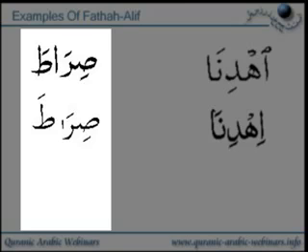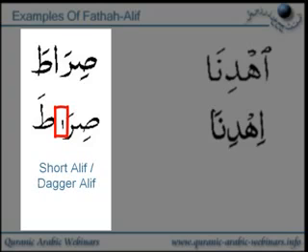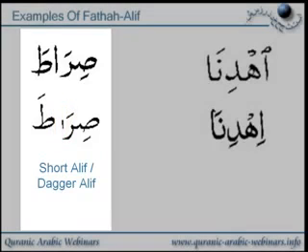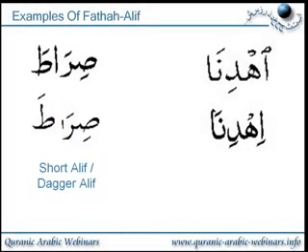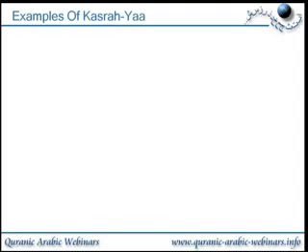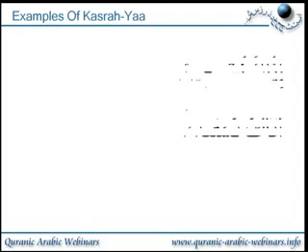So the ra fathah is followed by the short alif or dagger alif. Okay, so that's what it's called, short alif or dagger alif. Some people call it the vertical alif. It's just like a tiny little alif which is representing the long vowel alif. Examples of kasrah ya.